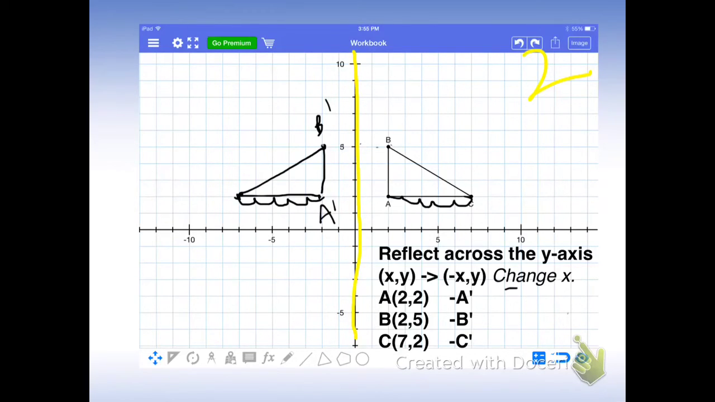But again, all we're doing is changing the sign of the x. So instead of being 2, 2, it's -2, 2 for A prime. It is -2, 5 for B prime. And C will be -7, 2.